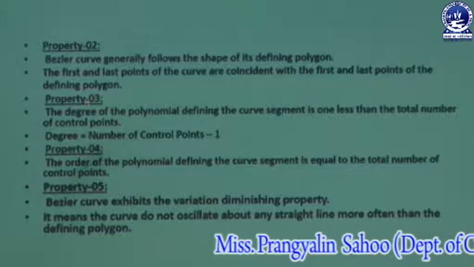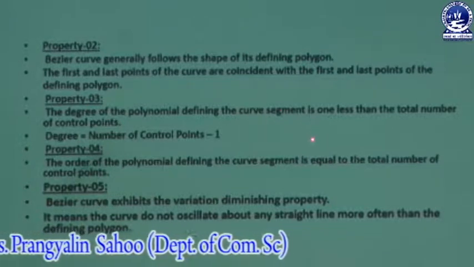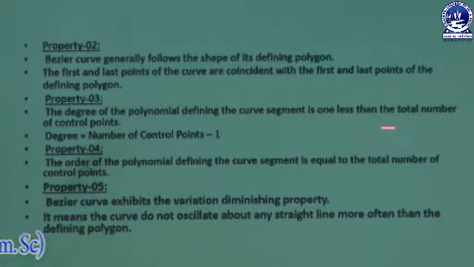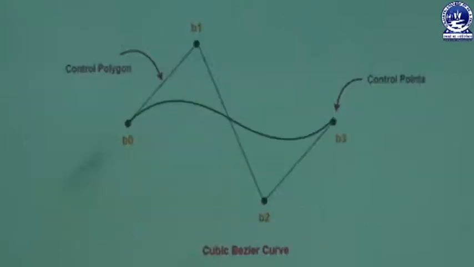Okay. Now we go to our next property. The degree of the polynomial defining the curve segment is 1 less than the total number of control points. That means the degree is calculated as the number of control points minus 1. As in the previous picture, which contains 4 control points, if we calculate the degree of this polygon structure, the degree equals 4 control points minus 1. That means the degree is 3. Okay, so now we go to our next property.